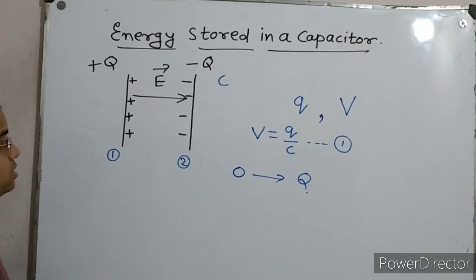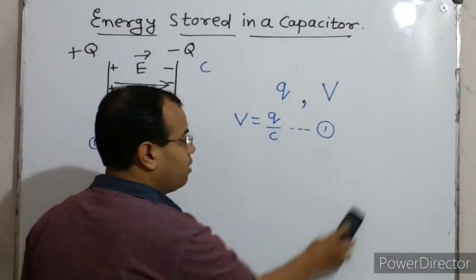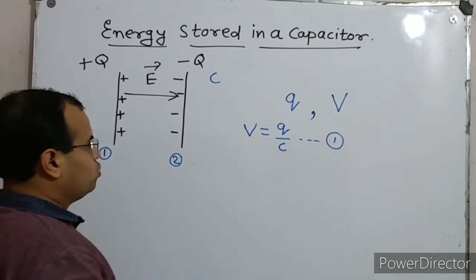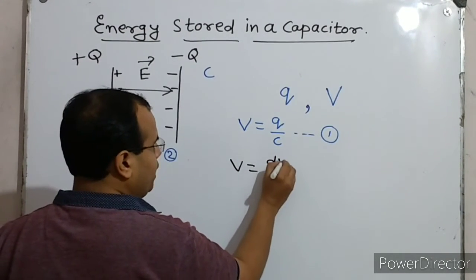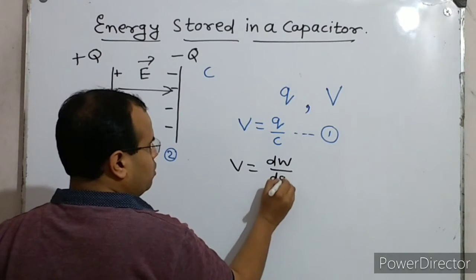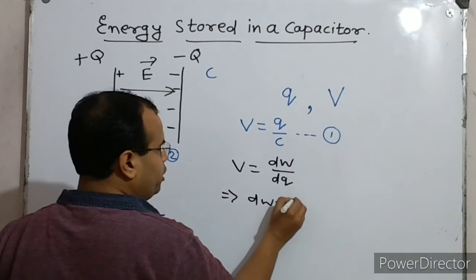Okay, so to do this, what do we do? By the definition of potential, we can write that V is equal to dW by dQ. So this implies dW, the small work done, is equal to V into dQ.